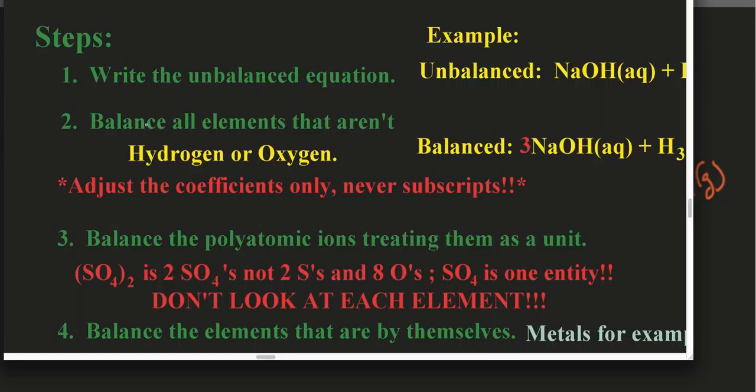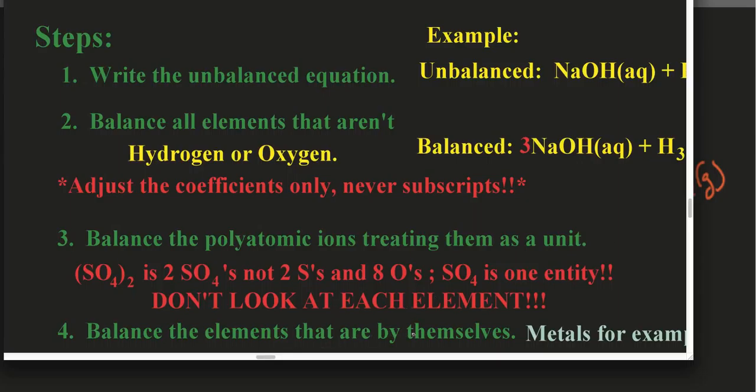So after you write the unbalanced equation, balance all elements that aren't hydrogen or oxygen. And you do this only by adjusting the coefficients, never the subscripts. After you take care of the elements that aren't hydrogen or oxygen, you check out the polyatomic ions, treating them as one cohesive whole or unit. So SO4 with subscript 2 means that there are two SO4s, not two S's and 8 O's, just SO4s as one entity. Do not look at each element individually.